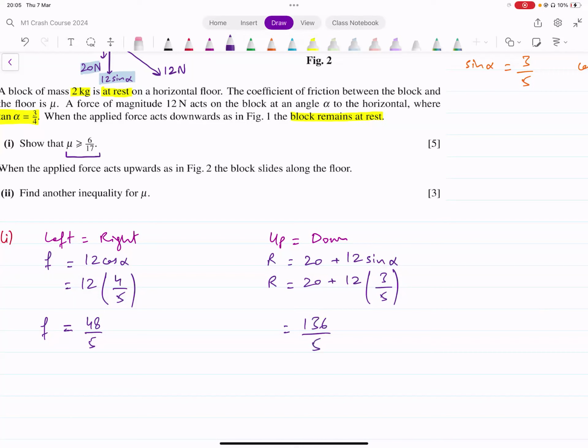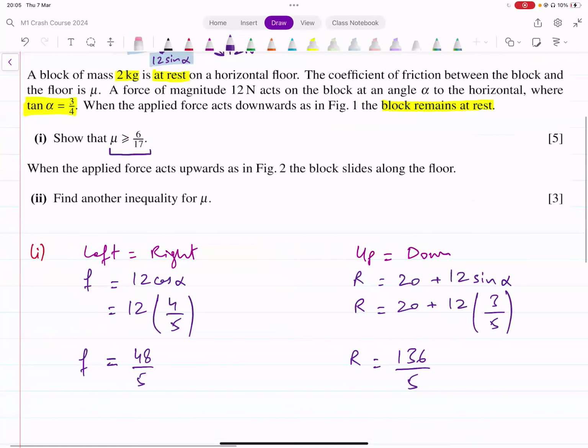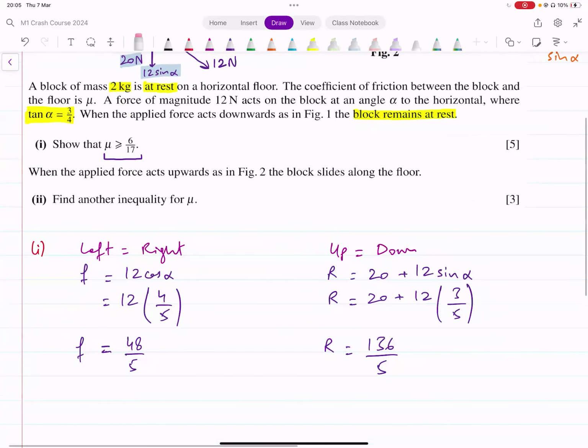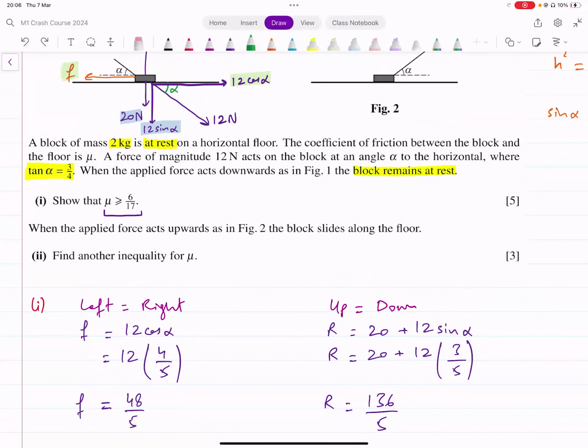136/5. Now, I'm not writing this in decimals on purpose, because remember, what they are asking us to do is to prove this inequality, and this inequality does not have any decimals. It has a fraction. So we would want to keep everything in exact form here and not use decimals. So just leave it in fraction form. We've got the value of friction and we've got the value of reaction. Now, how do we use this to prove that mu is greater than or equal to 6/70? How can we do that?